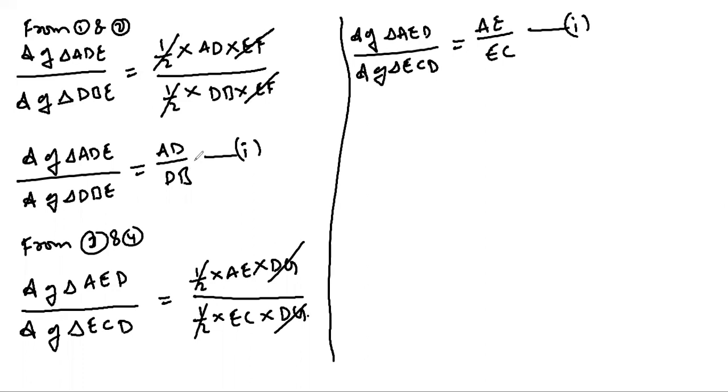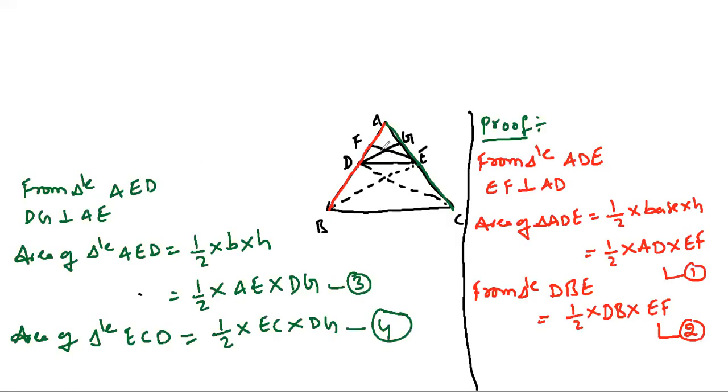But here, according to the figure, how can you take that AD divided by DB is equal to AE divided by EC? We didn't do any proof, so we cannot take it directly. So here what we can use: if two triangles are on the same base and between the same parallels, then the areas of the two triangles will be equal. This we learned in ninth class.